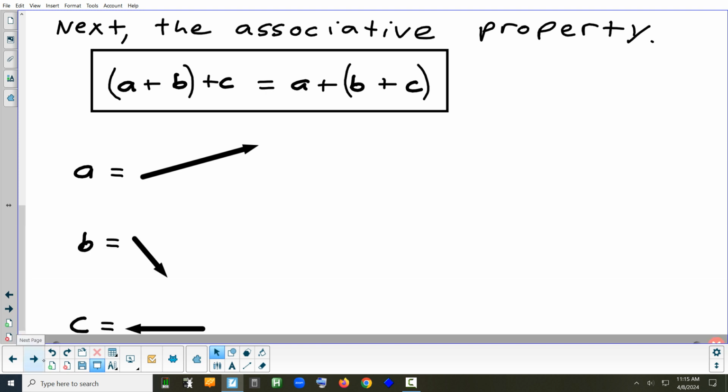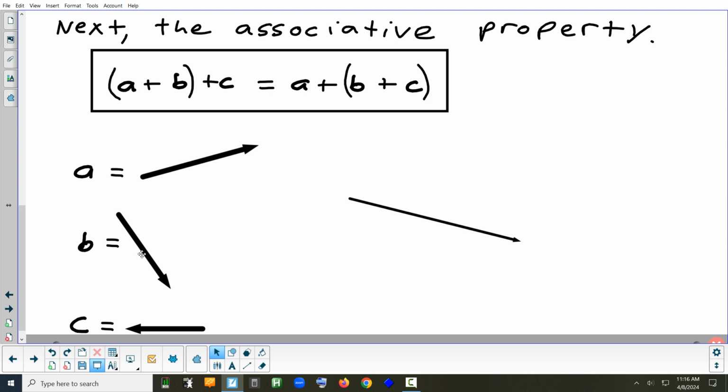All right, so to show the associative property, I need three vectors. Let me start with what's on the left. Let me do A plus B, and then I'll add C onto the end. So here's A plus B. And I'm just going to change this a little because I don't want it to be exactly horizontal. It'll mess me up. So I got A plus B, and that gives me that. Let's put that off to the side.